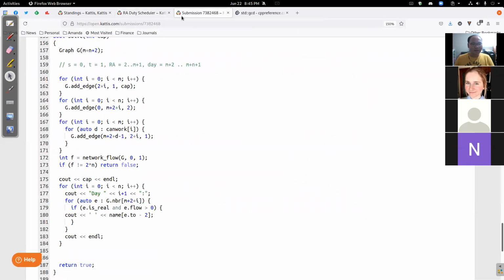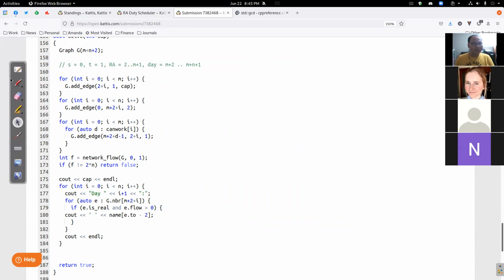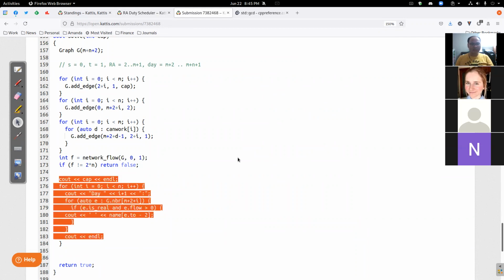I would say that the most important part is to understand how to set up these network flow graphs, and how to transform your problem into a network flow. And then, of course, once you know how to build this graph, you have to call the network flow. That's the easy part. And if you need to actually recover the assignments, then you need a little bit more work to figure out how to read the assignments from the network flow.